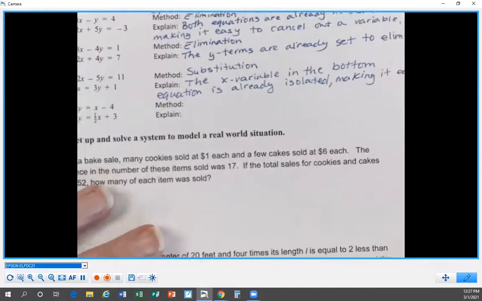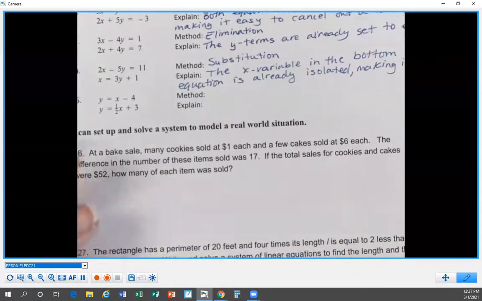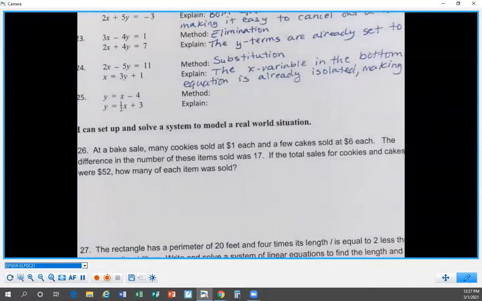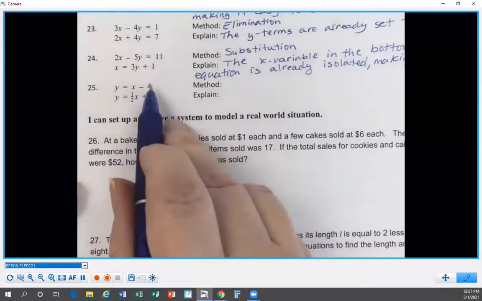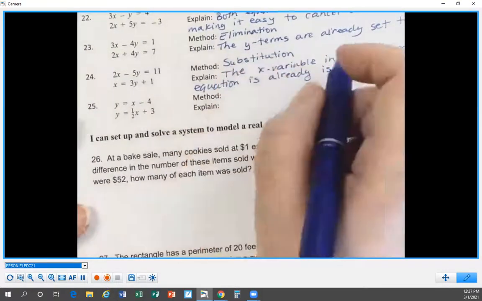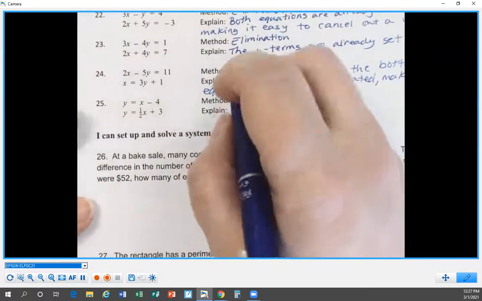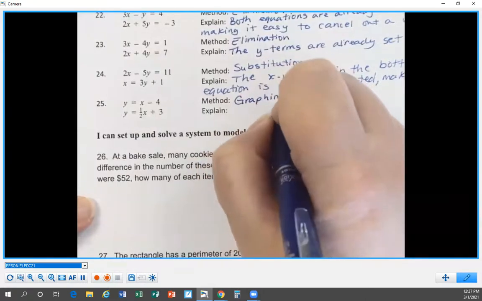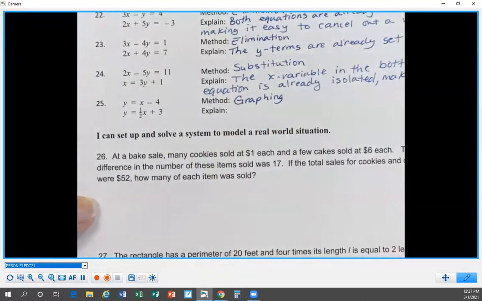Okay, and 25, I would say graphing. You could also do it with substitution because they're both equal to y, but you would have a fraction, and I know you can handle that. But these are pretty nicely set up to graph. They have easy y-intercepts, so you can do graphing or substituting here. Just explain your rationale. So I'll say graphing. Both equations are in slope-intercept form.